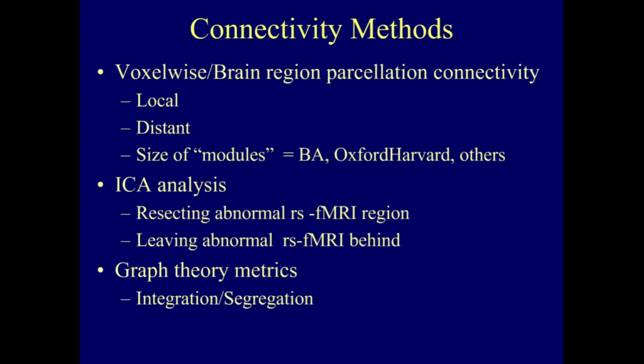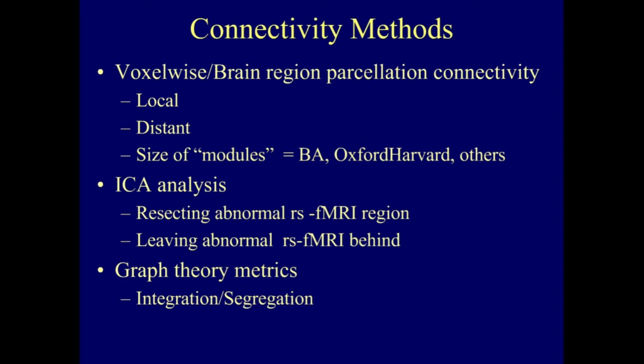One can use voxel-wise brain region parcellation connectivity. Here you can look at local connectivity compared to distant connectivity, and one can also look at the size of the modules that one uses. Again, there is Brodmann's, the Oxford, Harvard, and other areas, and they vary, as I've mentioned in the previous slide, in the size of their functional regions.